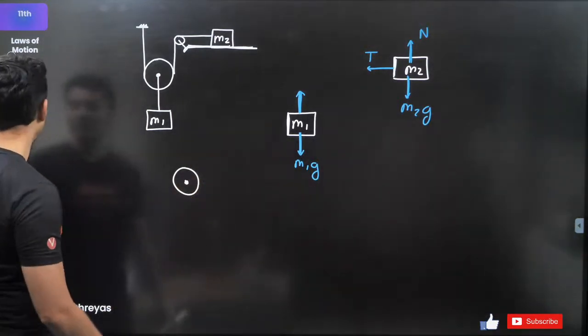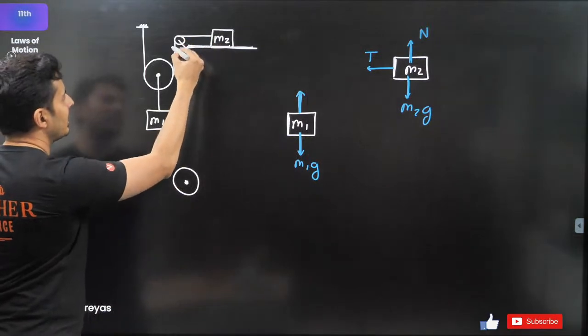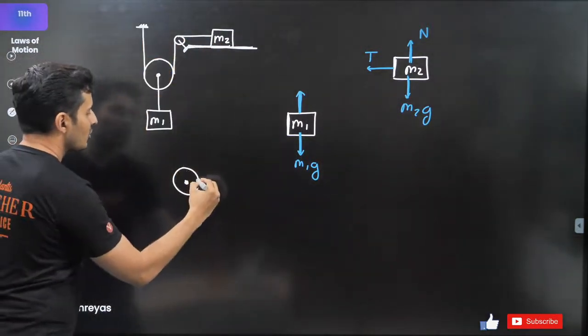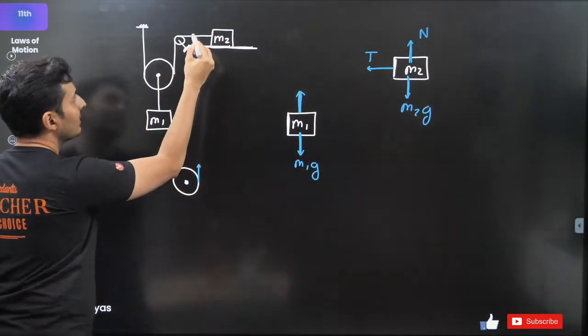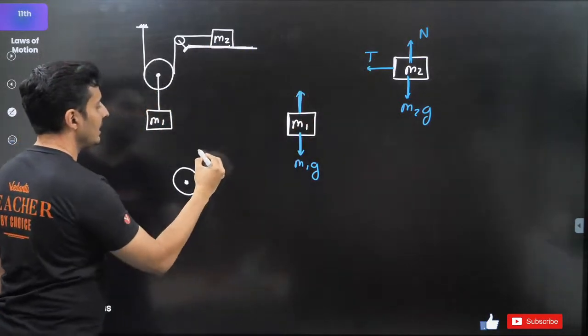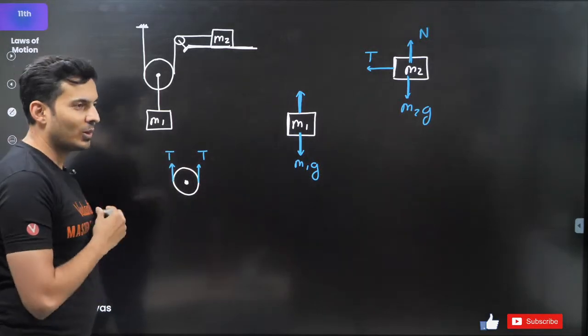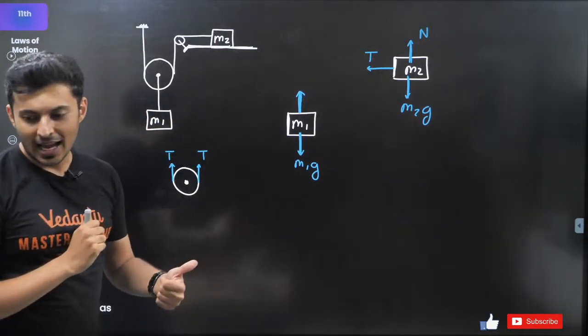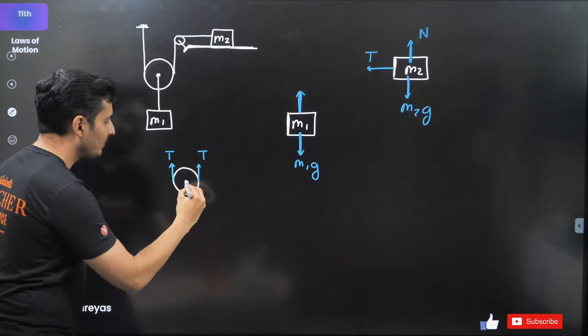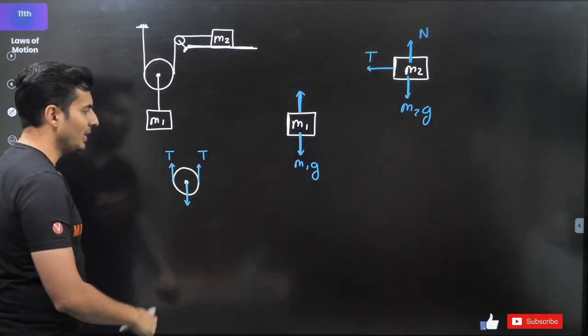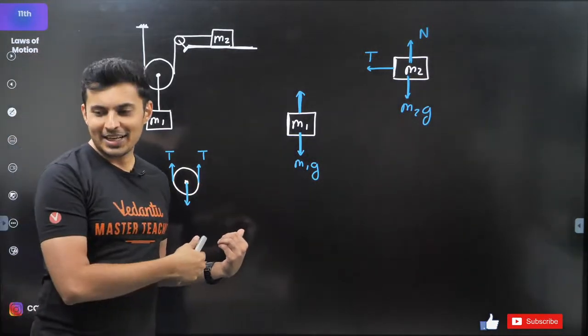If this is the pulley, look at that. The same string is coming like this and going here. So I feel from this side, this tension, that's T, will come. The same string going here, so the same tension will also come over here, right? And the next thing over here, what do you think this tension would be? What do you think this tension would be, guys?